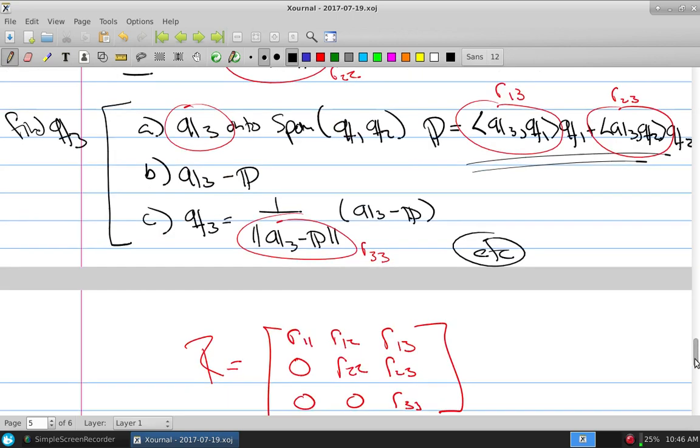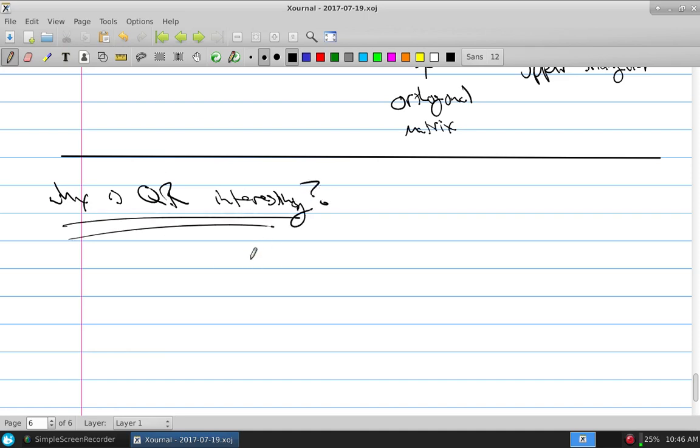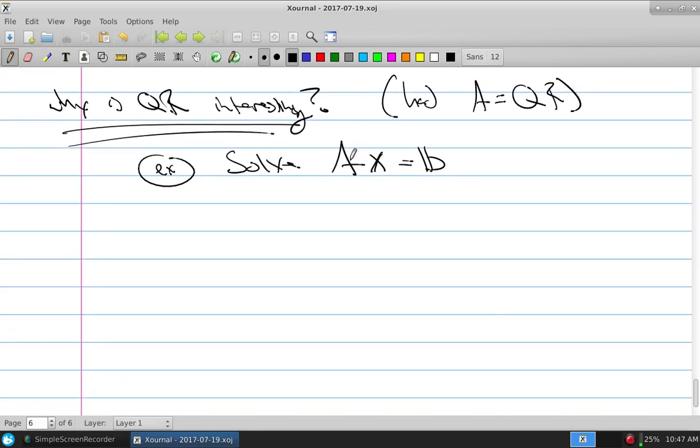It seems like kind of a process. Why is QR interesting? Well, what would happen if I said solve AX equals B, and it was solvable? Normally we would find the inverse and move it to the other side. Well, if you had A as QR, then solve AX equals B is really solve QRX equals B.